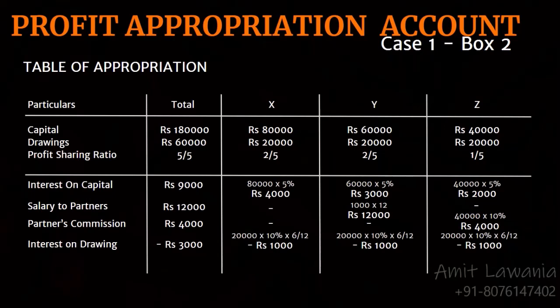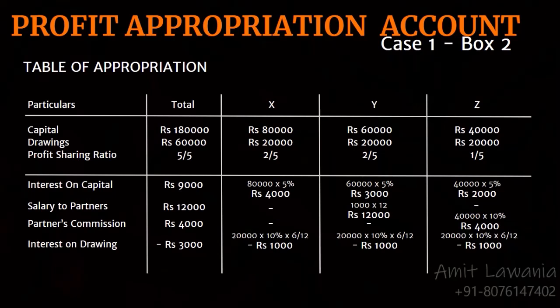You would note that the amount of interest on drawings is written as a negative number because when all the above adjustments, that is interest on capital, salary to partners and commission to partners, are paid to the partners, whereas interest on drawing is paid by the partners.